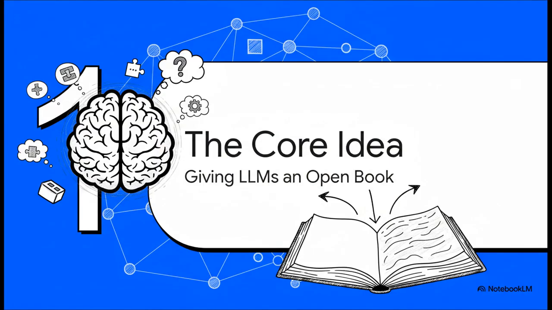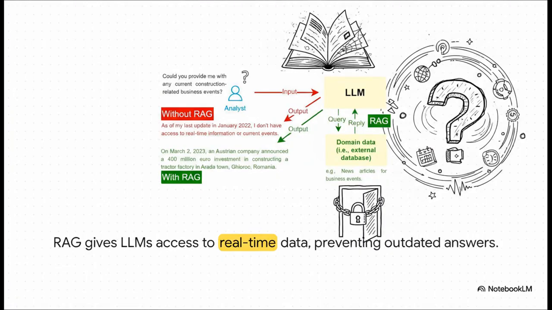Okay, so first things first. Let's get right to the heart of it. Why does RAG even exist? Well, it all comes down to a really fundamental problem with large language models. And this image just nails the problem perfectly.